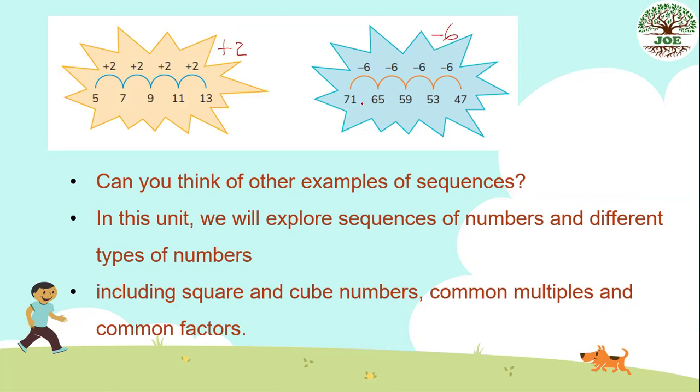Therefore, we use the term-to-term rule to find the next number in our sequence. So can you think of other examples of sequences? Please think about it. And in this unit, we will explore sequences of numbers and different types of numbers, including square and cube numbers, common multiples, and common factors.